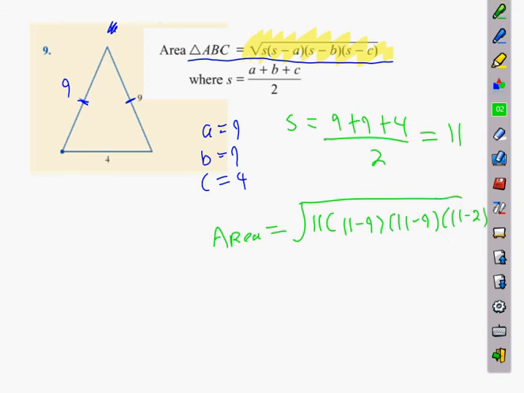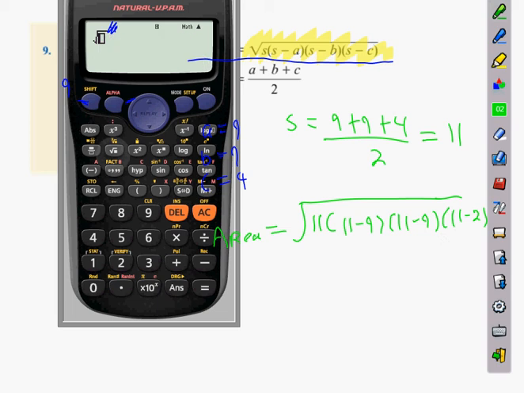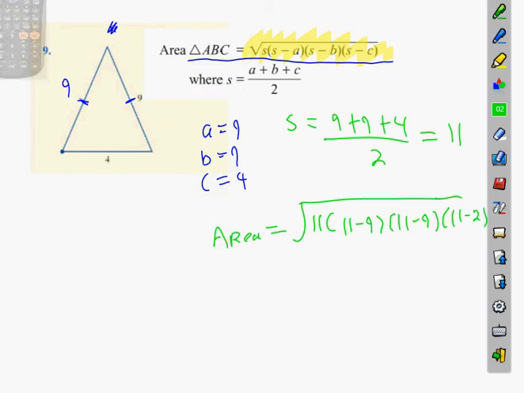Then all we have to do is go to the calculator, press the square root sign, and put in 11, 11 minus 9 is 2, 11 minus 9 is also 2, and then 11 minus 4 is 7. Put all that in the calculator, and your answer is going to be 19.9. It just says one decimal place or two decimal places. So 19.9. After you know the area, the question is done, because it says questions 1 to 9, calculate the area.